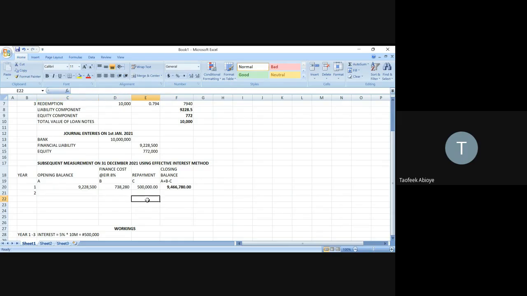This is what we did in lease. Maybe when we do revision, you remember this is what we did in lease. That's how to measure lease liability. So that is it. So we are fine.